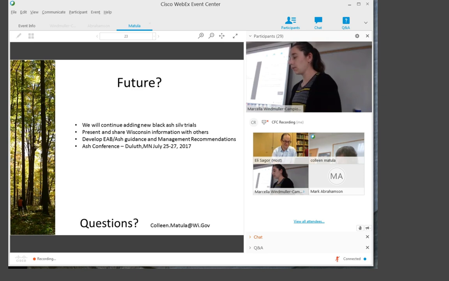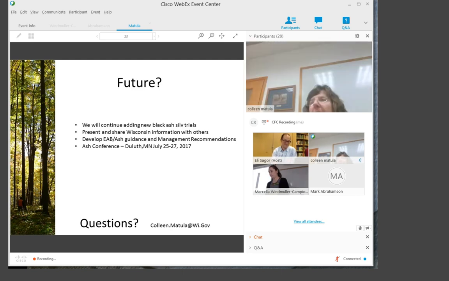Let's see, some additional questions, Colleen. Any research related to thinning ash stands to 60 square feet of basal area and how that impacts stand resilience to EAB? Okay, that's a good question in regards to silviculture.